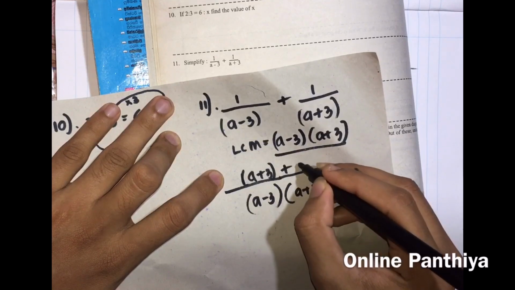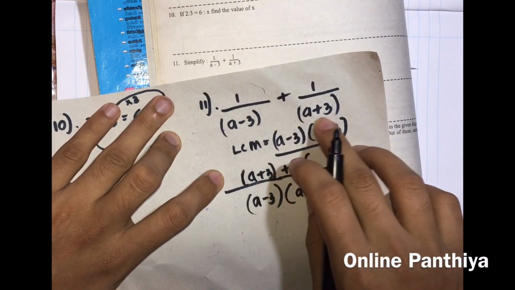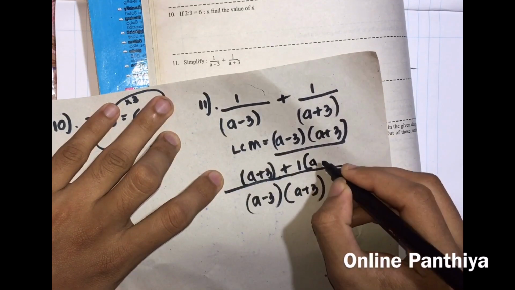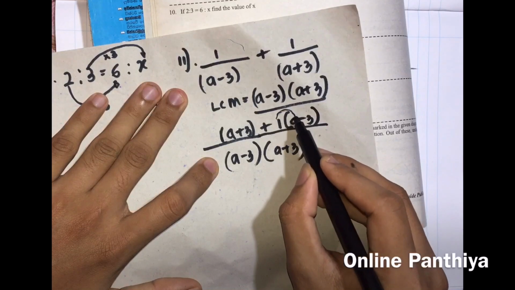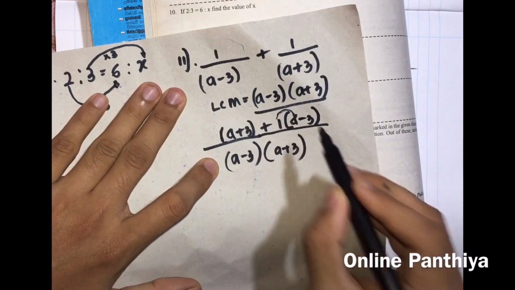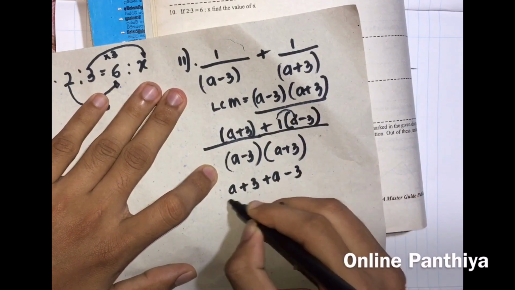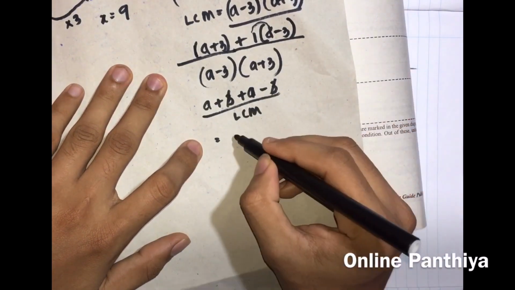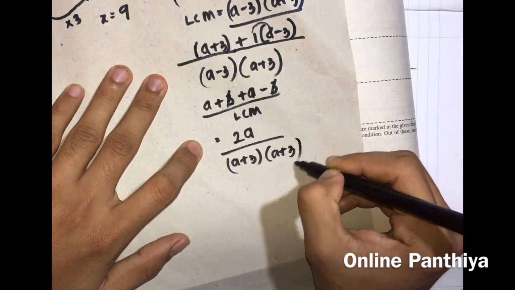And you have a plus 3 multiplied by what number? Okay, that is also the same. Since you have a plus 3, in order to get the LCM, you have to multiply by the other number, that is a minus 3. So you multiply this by a minus 3. Now solve. You have a plus 3 plus, you have to just remove the bracket. Multiply 1 by a and multiply 1 by minus 3. So you have a plus 3 plus 1, plus a minus 3 over the LCM. So the numerator is going to give you how much? 3 and 3 will cancel off. So you have 2a over a plus 3 and a minus 3. That's all. Clear?